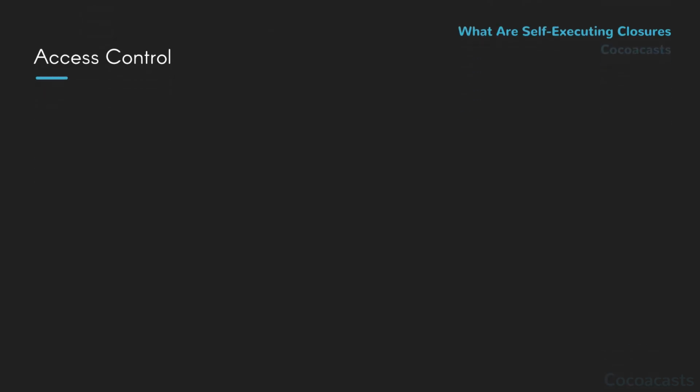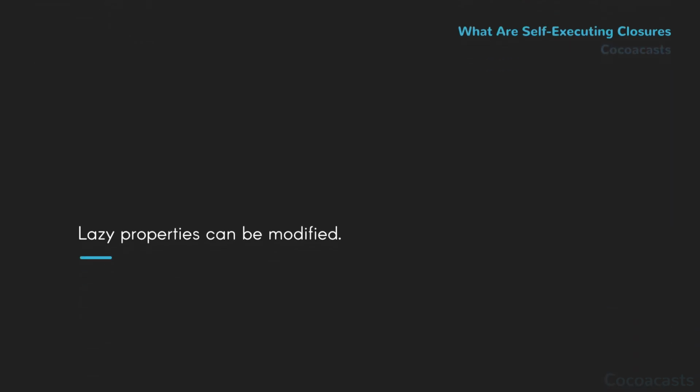Keep in mind that lazy properties need to be declared as variables, and that implies that they can be modified. That is a considerable drawback in my opinion. You can work around this by correctly applying access control modifiers. If no other objects need access to a lazy property, then apply the private or fileprivate modifier to lock down access.